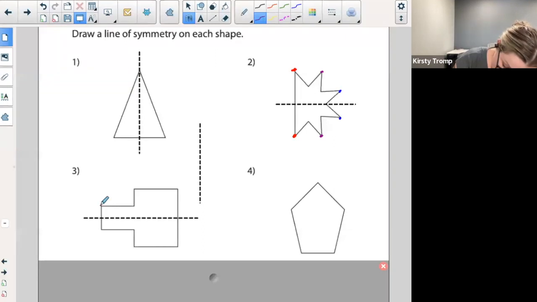So this point will match this point, yes? And then, where are my other points? That point will match that point. This point will match that point. And finally, let's pick one last color. This point will match that point. Well done. Thank you so much, Sam.